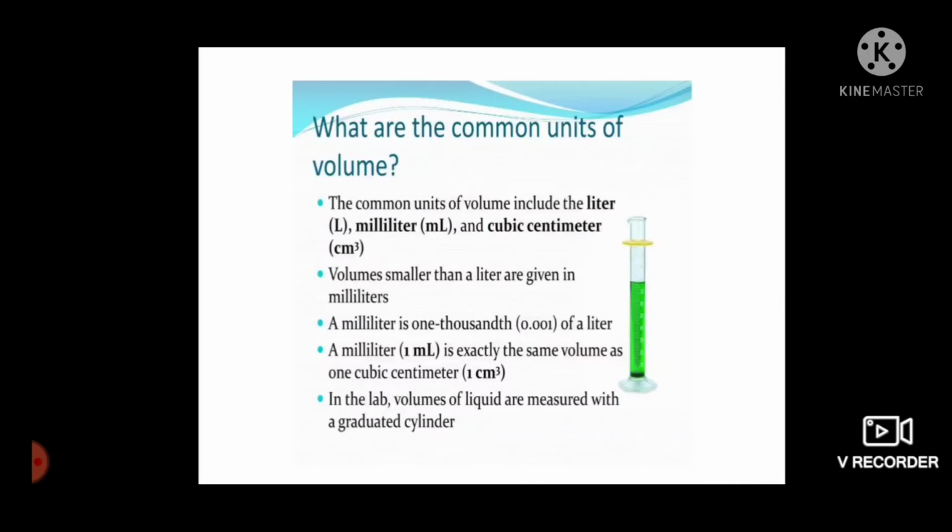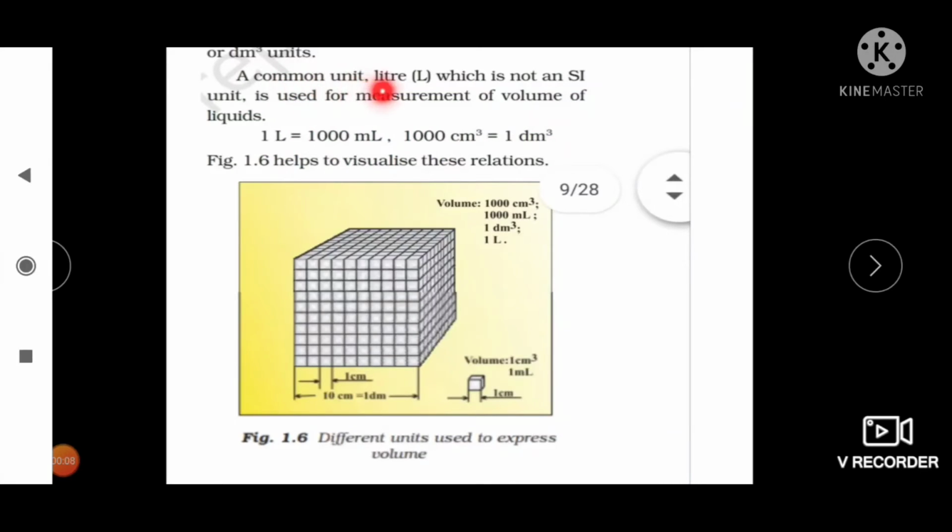The common unit of volume includes the liter, milliliter and cubic centimeter. Volumes smaller than a liter are given in milliliters. A milliliter is 1,000th of a liter. Common unit liter, L, which is not an SI unit, is used for measuring volume of liquids. 1 liter equals 1000 ml. 1000 centimeter cube equals 1 cubic decimeter.